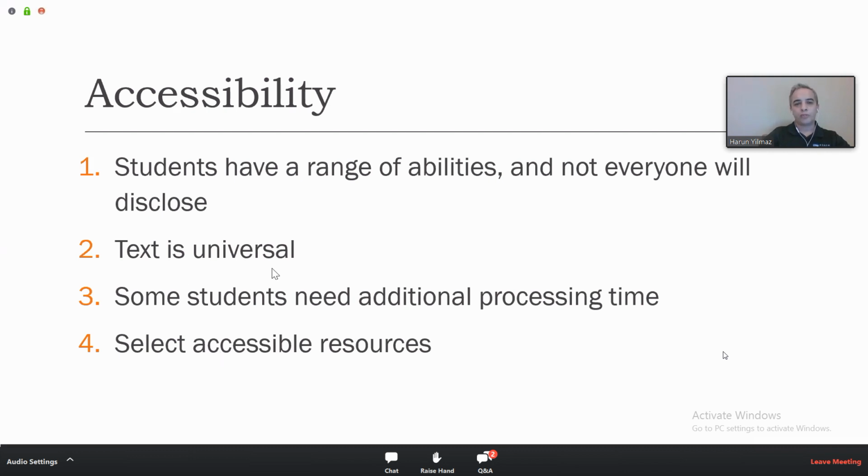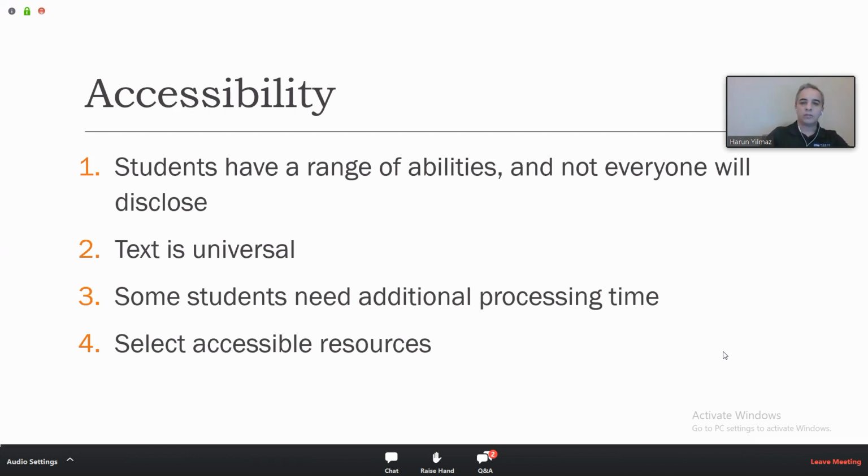Text is universal, so you may take advantage of using text for your students to convey information, to share knowledge and skills, okay? Also, online textbooks or other online platforms you may consider to share text with your students. And some students need additional processing time, as they do in the physical environment, and the processing time most probably will be different. So you may give your students some time to understand what you are trying to teach in the online environment.